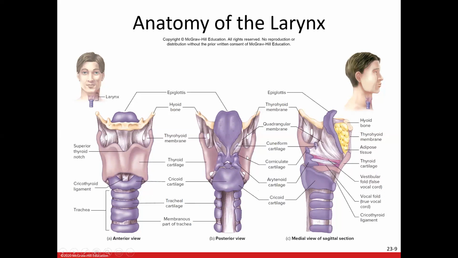So then for your additional cartilage, you have your arytenoid right here, your corniculate attached to your arytenoid, and then your cuneiform cartilage up here. And with this medial view, again, you have your cuneiform, which is a little piece up here, and your corniculate, which is then attached to your arytenoid.